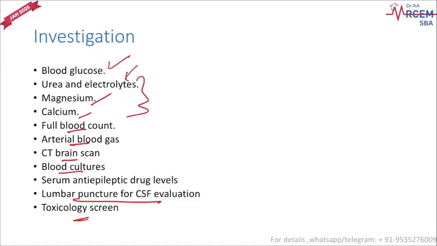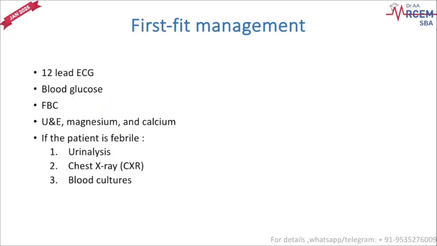A sympathomimetic drug like cocaine can trigger epilepsy. If he's already on anti-epileptic drugs, get serum anti-epileptic drug levels done to see whether the drug was effective or not, and why it is not effective. To get an idea, this is mainly for the neurologist.